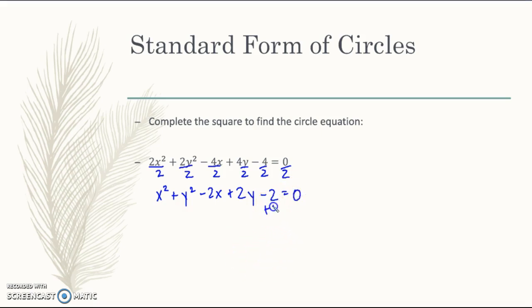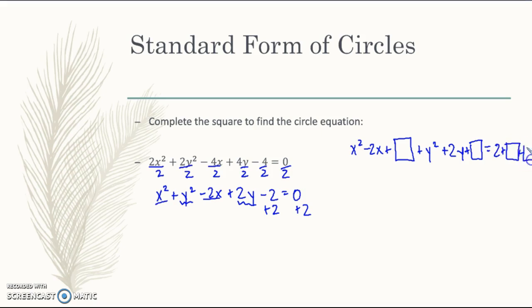And then I'm going to add 2, and at the same time get my x's together and my y's together and add the boxes. So I'm going to have x squared plus minus 2x plus the box plus y squared plus 2y plus the box equals 2 plus 2 boxes. And squeeze that box in. So to figure out what goes in the box, we take b, half of b, and square it. So half of b is negative 1, squared to positive 1. Half of b is 1, squared is 1.